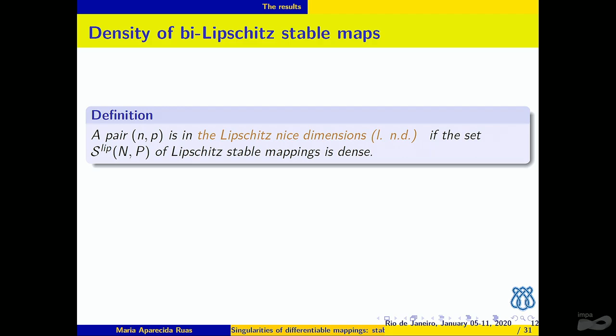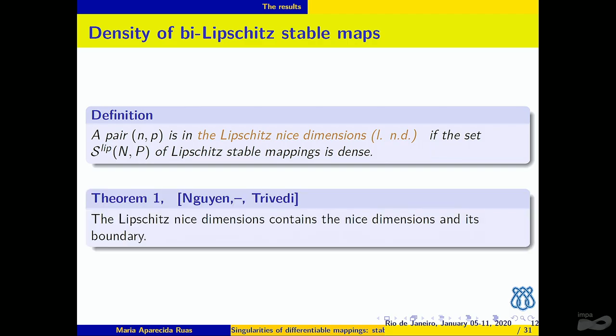So what are our contributions? From one side, we bring to this contest the notion of bi-Lipschitz stability. If I say that my homeomorphisms are bi-Lipschitz, then I can formulate the concept of Lipschitz stability. And we define the Lipschitz nice dimensions as the set: we say that a pair is in the Lipschitz nice dimensions when the set of Lipschitz stable mappings for this pair is a dense set. Okay?